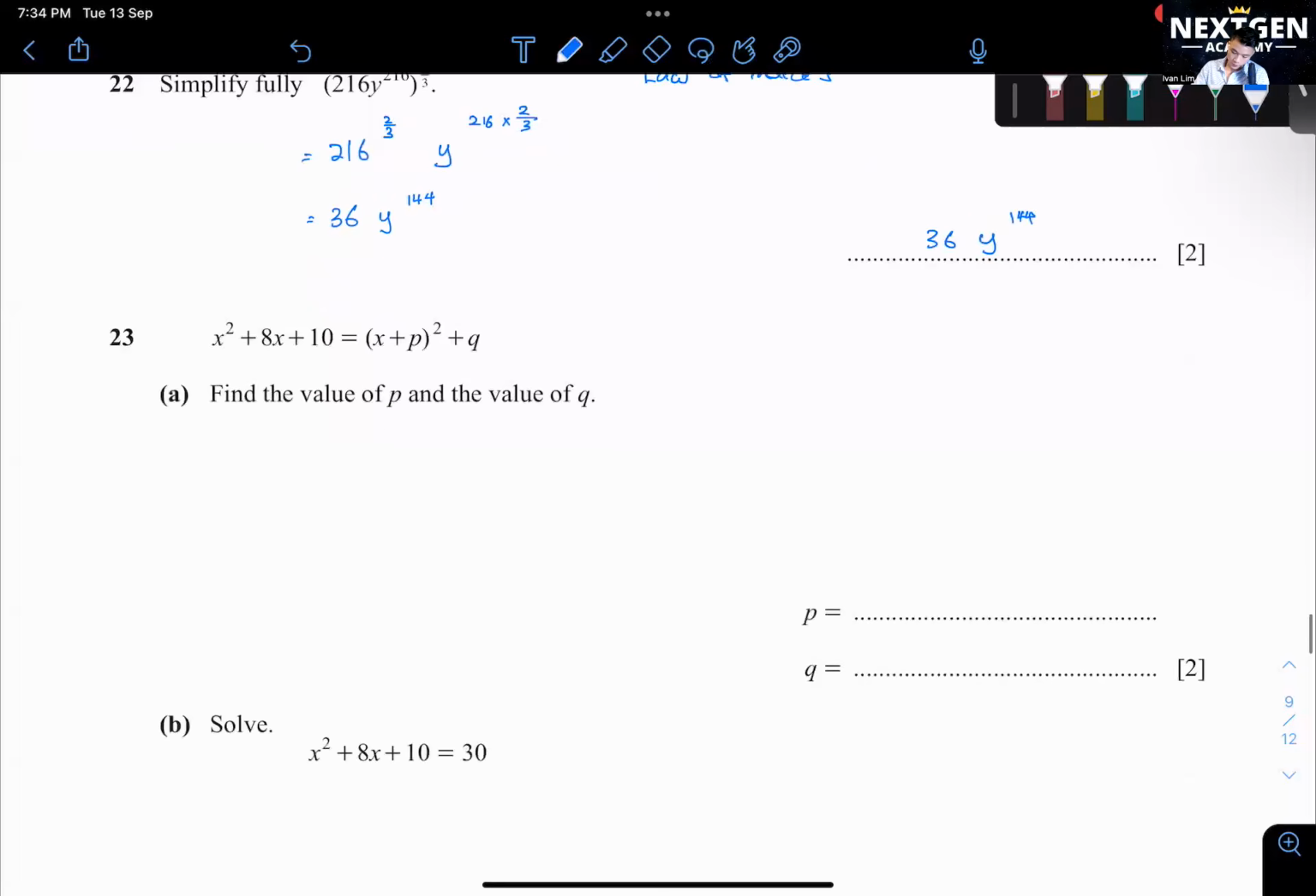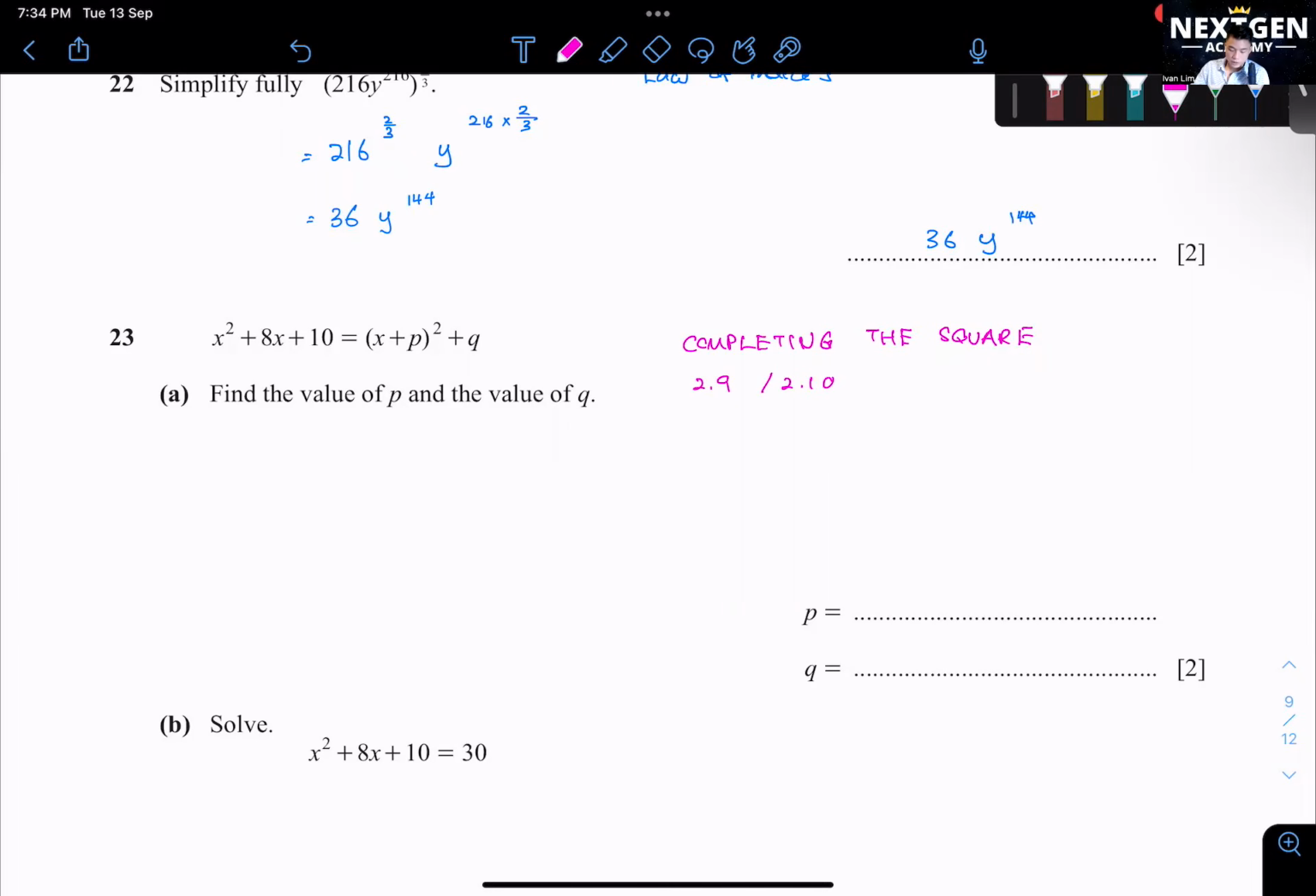Question 23. x squared plus 8x plus 10 equals x plus p squared plus q. What form is this? You should know. This is called completing the square. It seldom comes out, but you need to know. This is a 2 marks question. Completing the square, you can find it in 2.9 or 2.10 in Thinkific. I think it's 2.10. You'll go into Thinkific and find it.